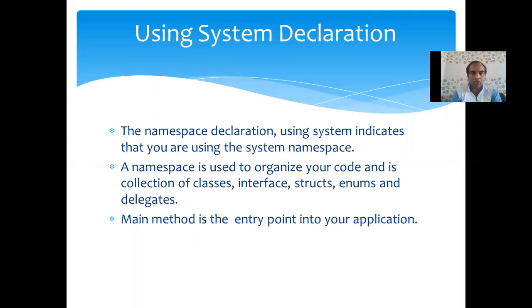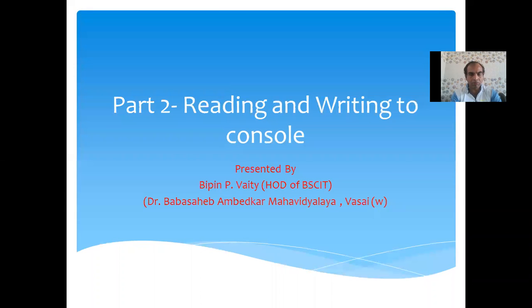The using System declaration indicates that you are using the System namespace. A namespace is used to organize your code and is a collection of classes, interfaces, structs, enums, and delegates. The Main method is the entry point into your application. So I'm just giving you a practical.